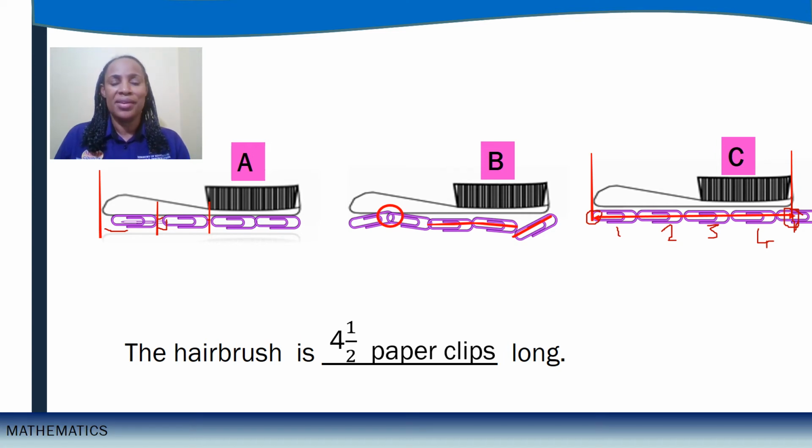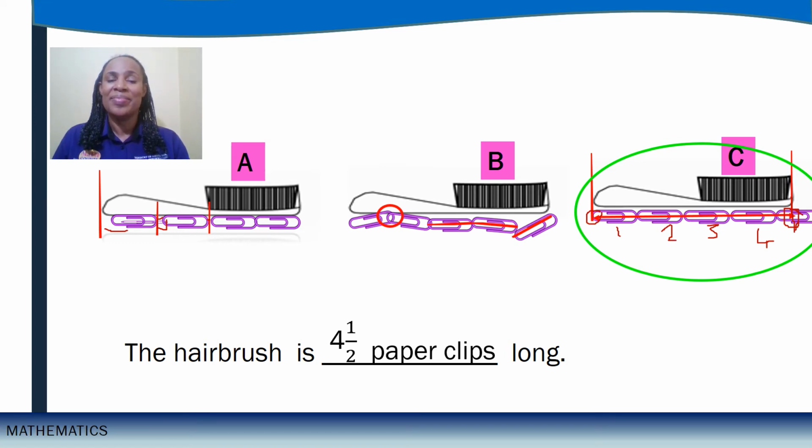Now, boys and girls, which student measured the hairbrush correctly? And I know you're beaming with your answer. Yes, indeed. If you said student C, then you are correct. So boys and girls, look carefully at how student C measured the hairbrush. This is the correct way to do your measurement.